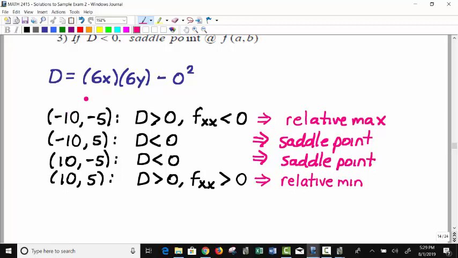So if I put in -10, I got negative, negative, negative, negative, positive. That's how I quickly got that. So in other words, I didn't really do any calculations here. And in this case, the fxx right here would be -60. It'll be negative. So D is positive, fxx is negative. We have a relative max.